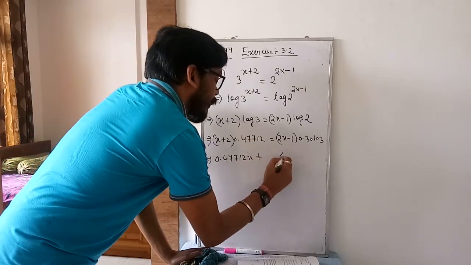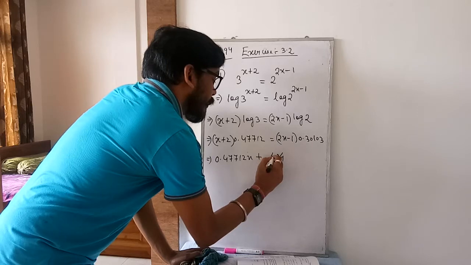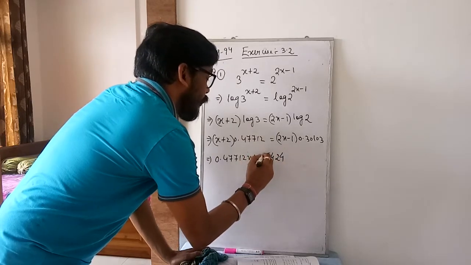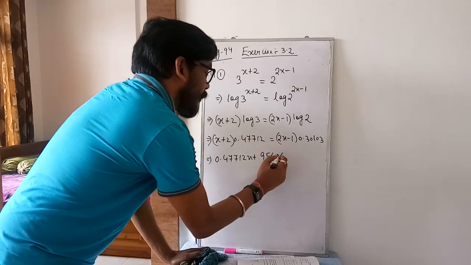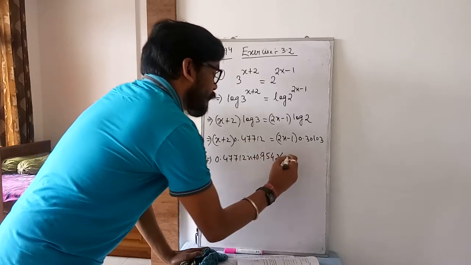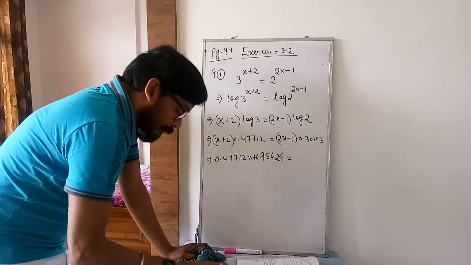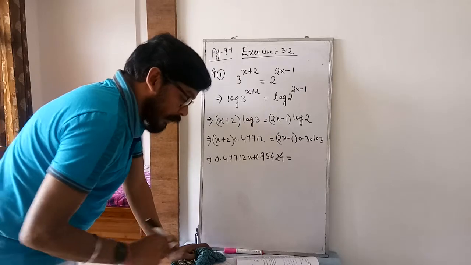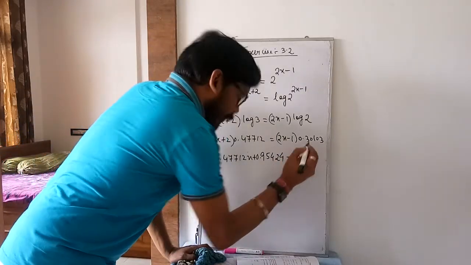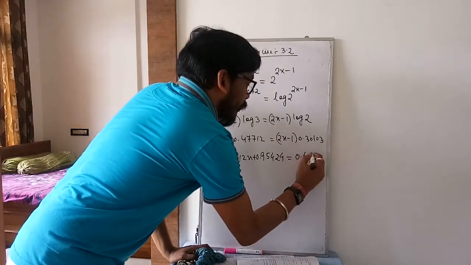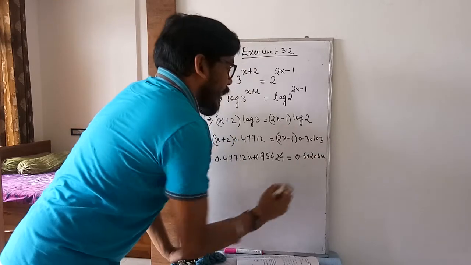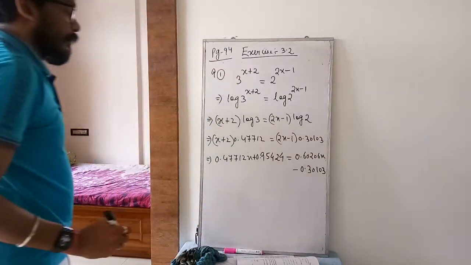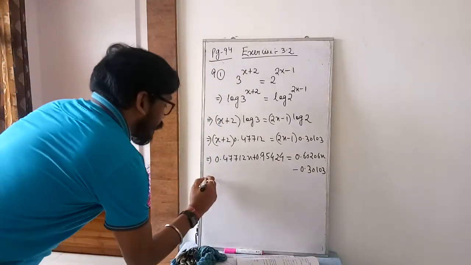2 into 7 is 14, 1 carry, 2 into 1 is 2, 15, 1 carry, 2 into 4 is 8, 9. Decimal before 5 digits: 1, 2, 3, 4, 5. Then 2x into this, 2 into 0.30103, so it is 0.60206x minus 0.30103.